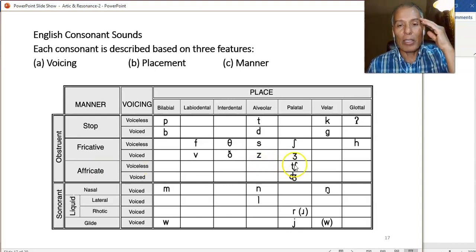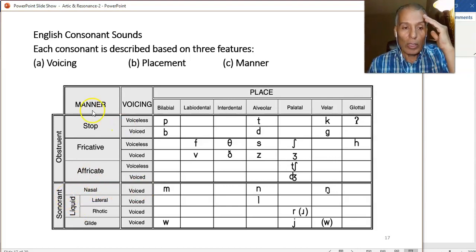That's an affricate. It is voiceless palatal affricate, and take the d, combine it with the zh, it becomes j, as in judge, page, range. So that is voiced palatal affricate. So again, we discussed the stops, fricatives, and affricates now. Then we will look at the group called liquids. No, not yet. Actually, nasals first.